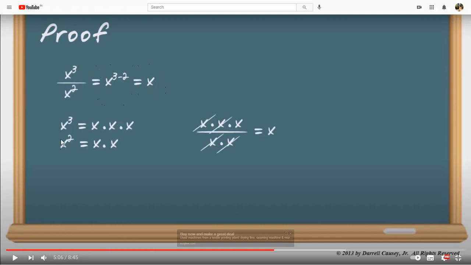How? See the explanation. x to the power 3 is x into x into x, and x to the power 2 is x into x. So if we divide, then two x's will be cancelled with the above and x remains. So you can apply this by the shortcut method. This is the formula: x to the power m divided by x to the power n is equal to x to the power m minus n.